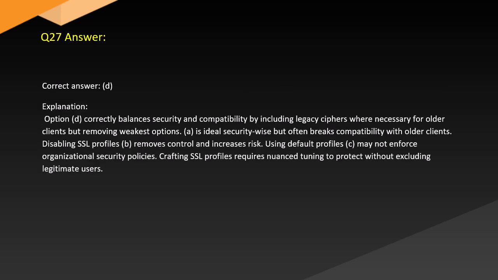Answer. Correct answer. D. Explanation. Option D correctly balances security and compatibility by including legacy ciphers where necessary for all the clients but removing the weakest options. A is ideal security-wise but often breaks compatibility with older clients. Disabling SSL profiles, B, removes control and increases risk. Using default profiles, C, may not enforce organizational security policies. Crafting SSL profiles requires nuanced tuning to protect without excluding legitimate users.